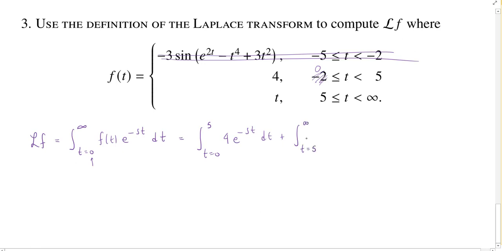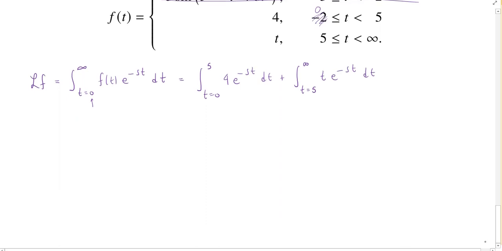Ooh, nice improper integral. And on that interval, my f of t is t. So I'll have te to the -st. So I actually have two integrals to compute here. Okay, we got some work. So this first one shouldn't be so bad. Let's see here. So 4e to the -st dt.